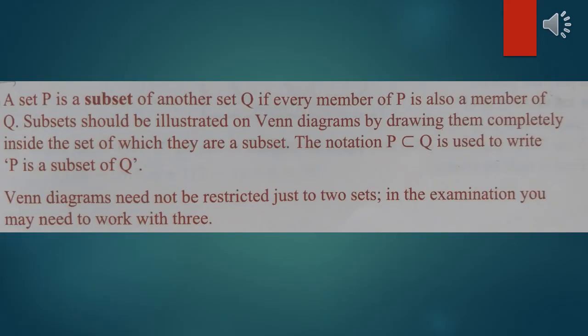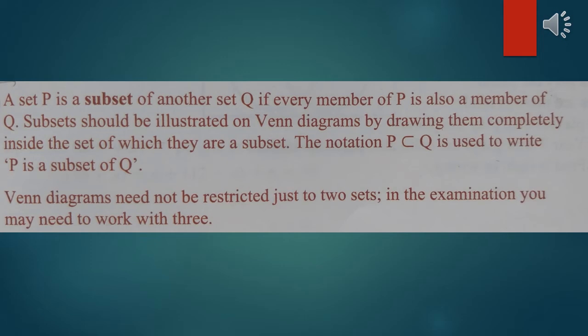A set P is a subset of another set Q if every member of P is also a member of Q. Subsets should be illustrated on one diagram by drawing them completely inside the set of which they are a subset. The notation P subset Q is used to write that P is a subset of Q. Don't say that Q is a subset of P.